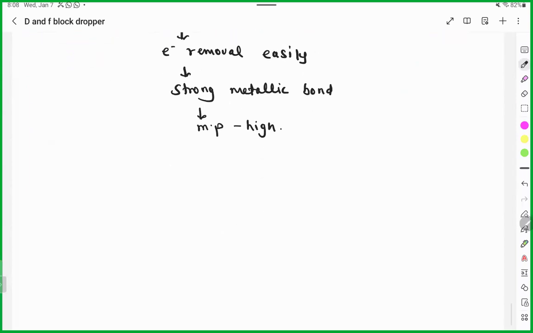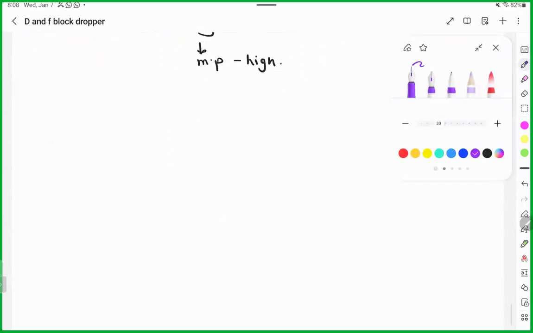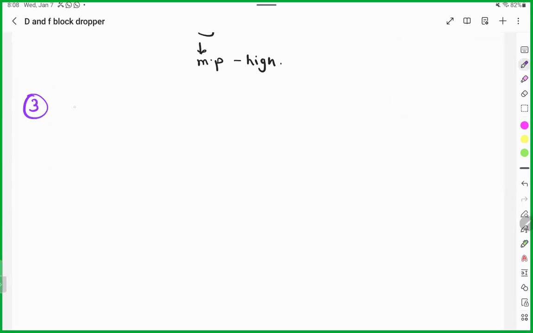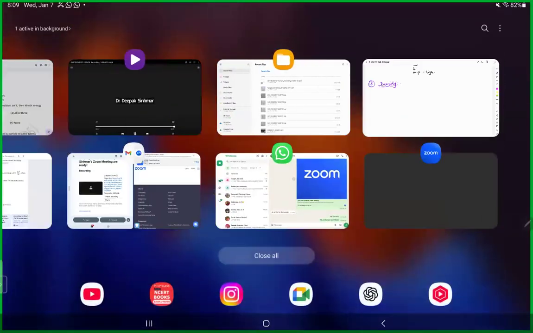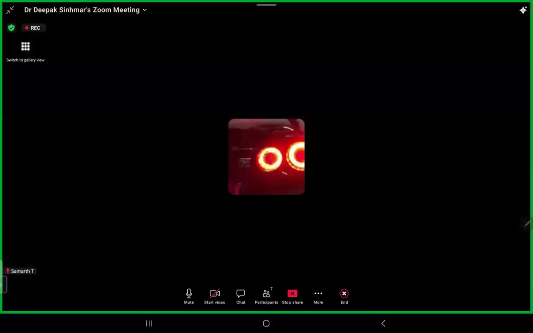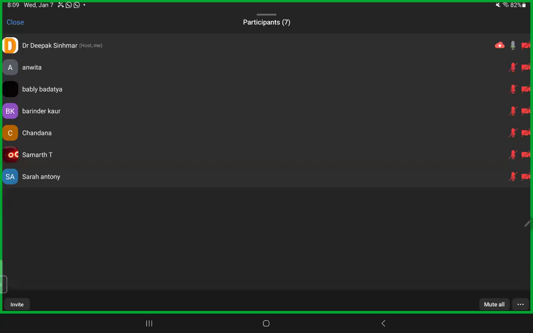Next, two topics are done. Third, density. Sarah, what will happen to density? What is your sequence? Let me check. Anvita, Pratigya, Barinder, Chandana, Samarth, Sarah.